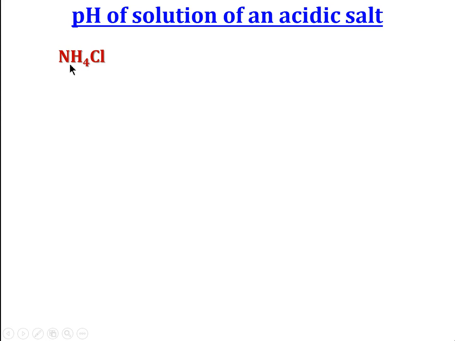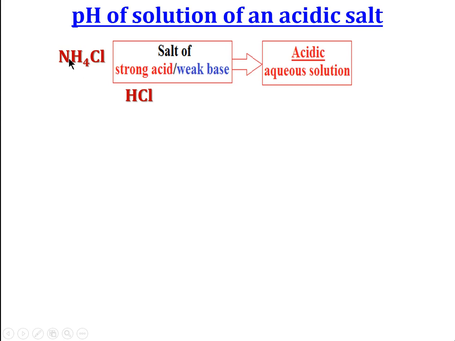Consider the salt NH4Cl in water. NH4Cl, the cation NH4+, is provided by the weak base NH3, and the anion is provided by the strong acid HCl. So this salt is obtained from a strong acid plus a weak base, and the solution will be acidic.